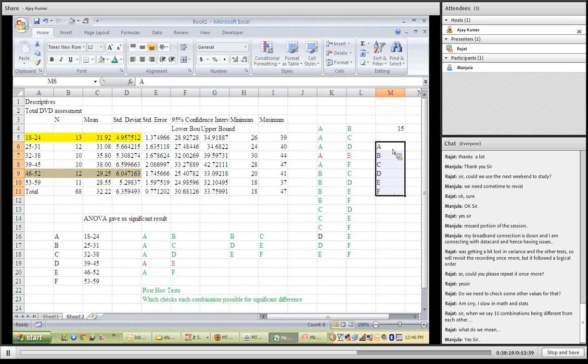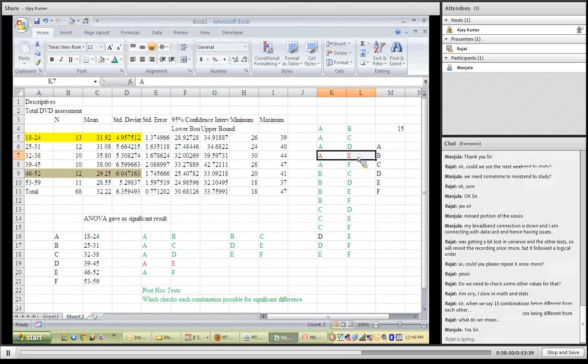Maybe A and B are equal to each other. They are of the same opinion. Maybe A and C are of the same opinion. Maybe A and D are similar to each other. They are not of different opinion. But A has a different opinion from E, right? And A is equal to F in their opinion. So if any one of these combinations is different, then ANOVA will give you a significantly different result. That is what I was trying to explain.